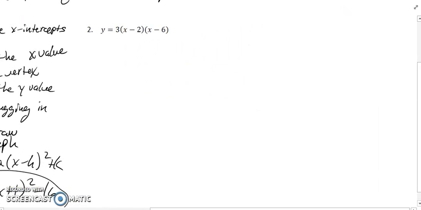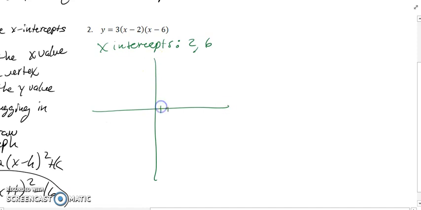So we're going to do it again over here, but now we won't have any steps. So we know the x-intercepts are going to be 2 and 6. So we're ready to graph. So we have 2, 3, 4, 5, 6. And then we're going to find that middle value. So 1, 2, 3, 4. So this is our middle value. And this right here is x equals 4. So we're going to put that in.